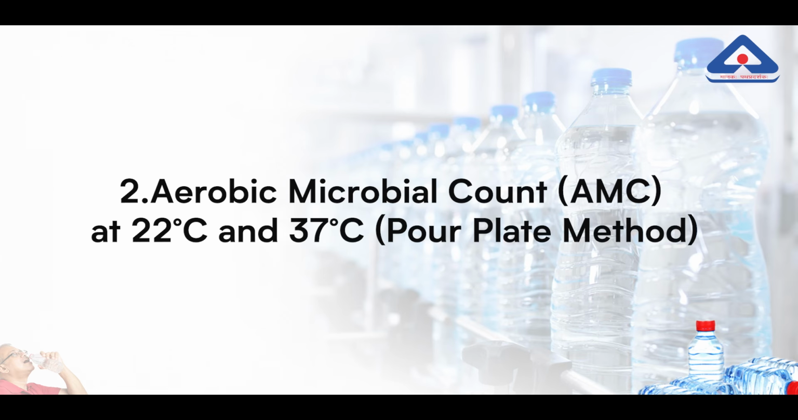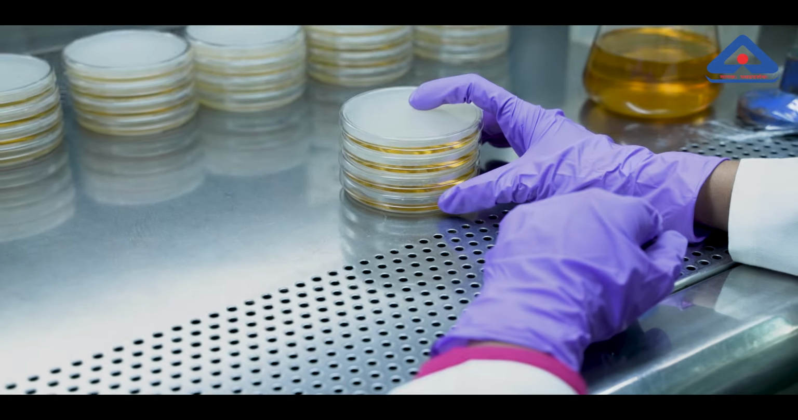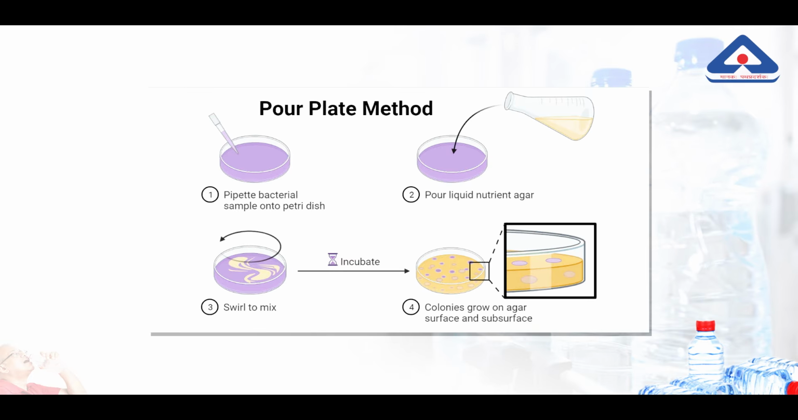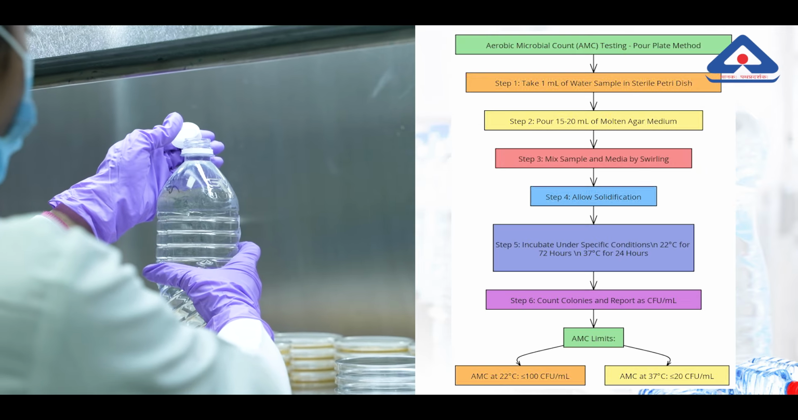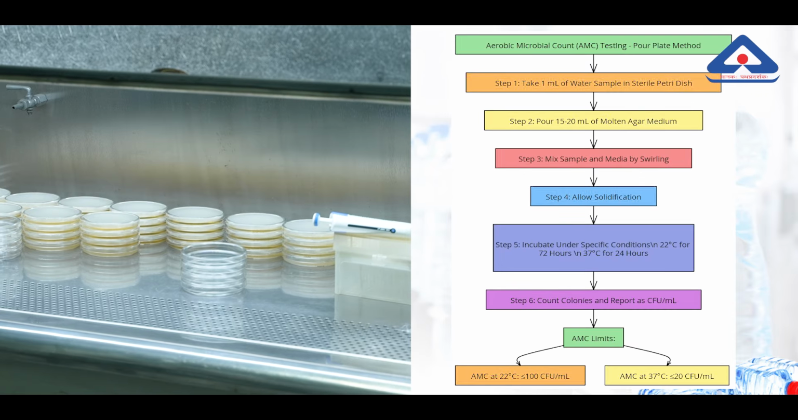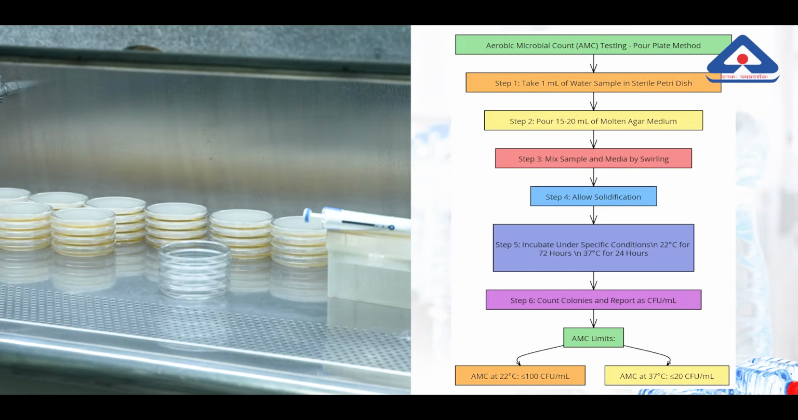2. Aerobic microbial count, AMC, at 20 to 22 degrees Celsius and 37 degrees Celsius. Pour plate method. To test for aerobic microbial count, the pour plate method is used. This method quantifies the total microbial load in water under two temperature conditions, 20 to 22 degrees Celsius and 37 degrees Celsius, simulating different environmental and body temperature scenarios.